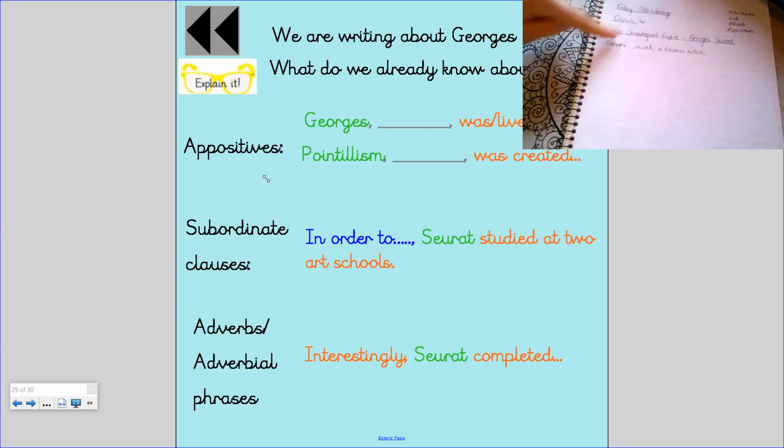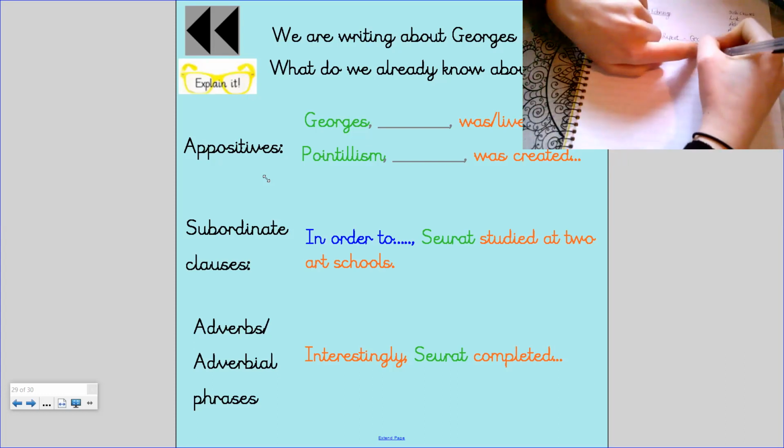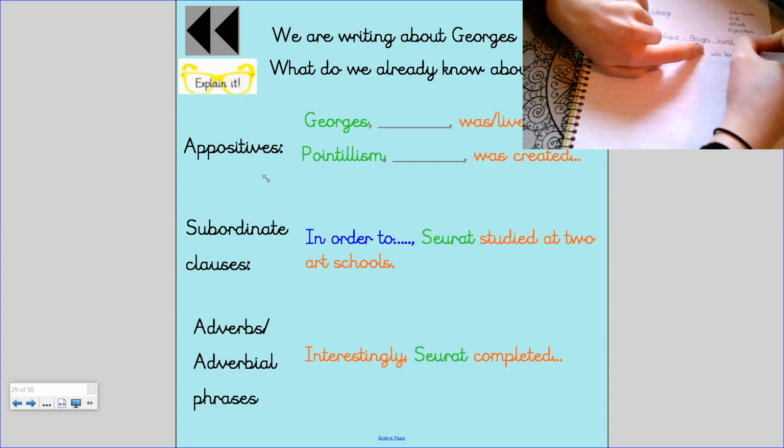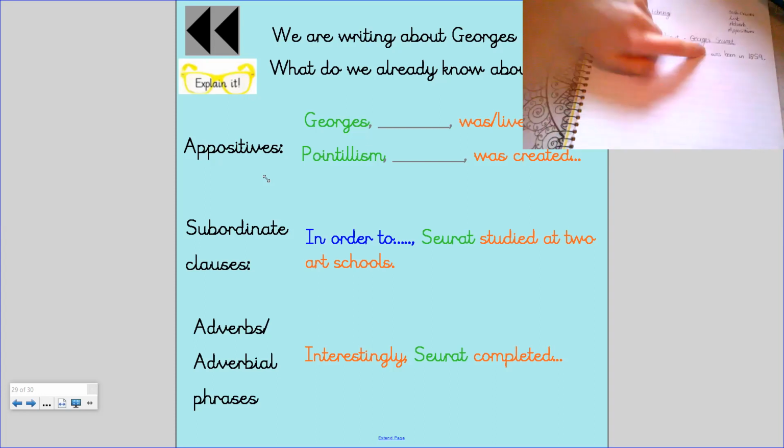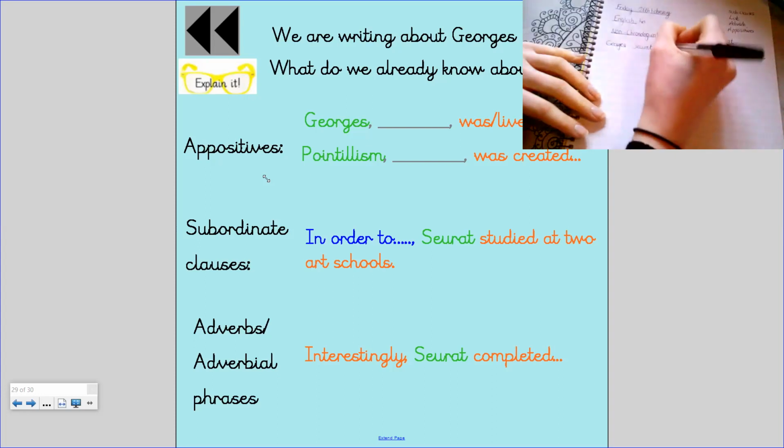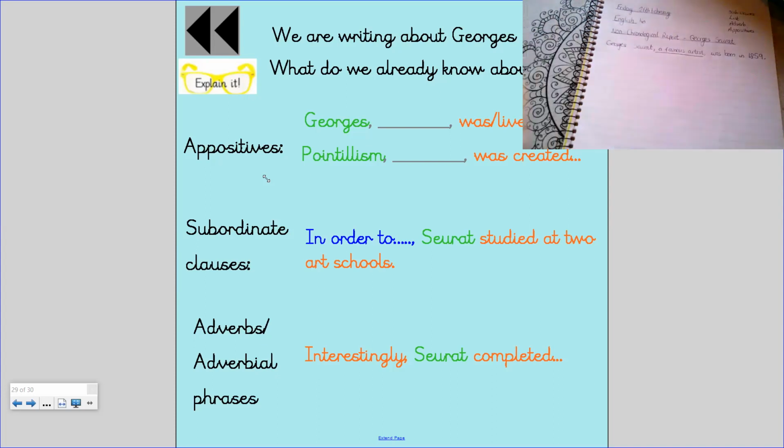Now, what did I want to say about him? I wanted to say he was born in 1859. I could put where he was born, I could put anything. So my extra information there is that he is a famous artist. I could say his age maybe. I could say any extra information about him there using what we learned from Mrs. Tildersley's lesson. And then I'm going to push the boat out. I'm going to talk about pointillism, not at the start. I'll talk about that maybe in a different paragraph.